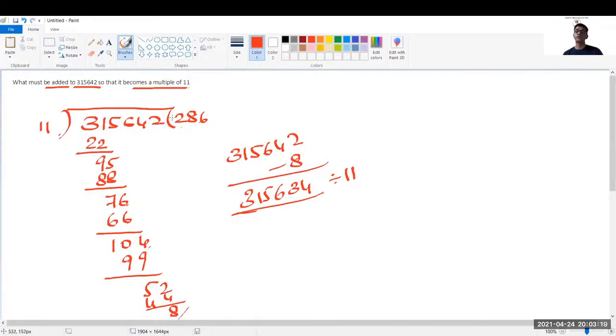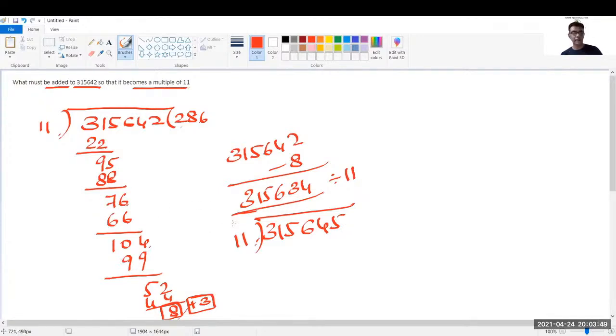So how much do you think I should add? 3. Right. If 8 is the remainder, then I have to add 3 more, so that I bring this number to 315645. And now when I divide this by 11, the remainder will not be 8, but the place will here become 11. So now it's divisible. So guys, this is one way of doing it.